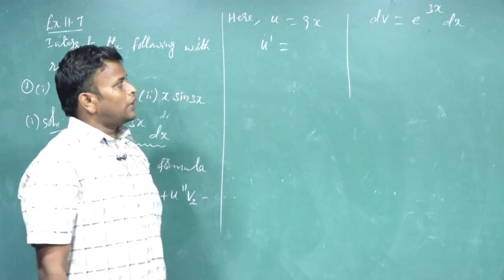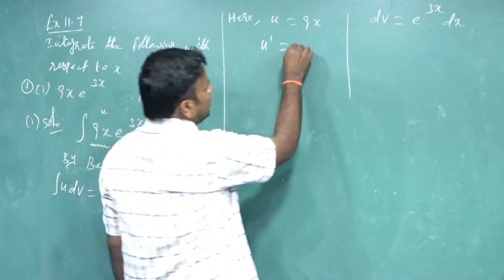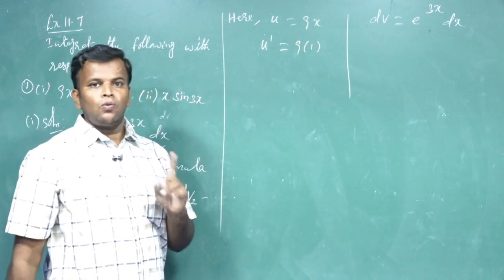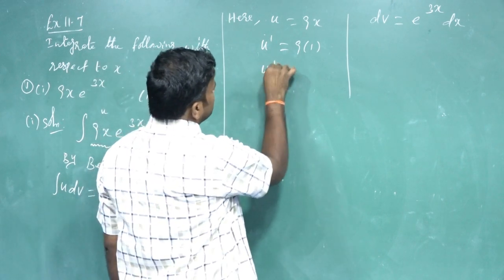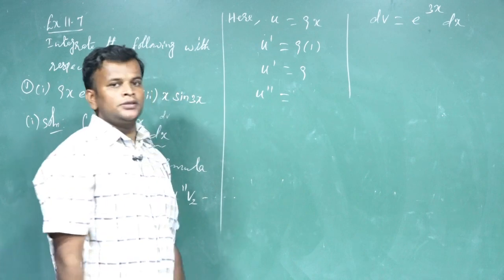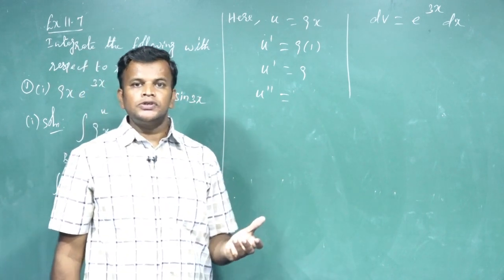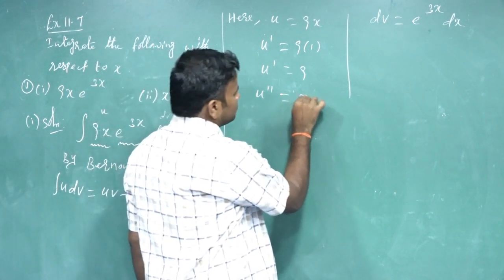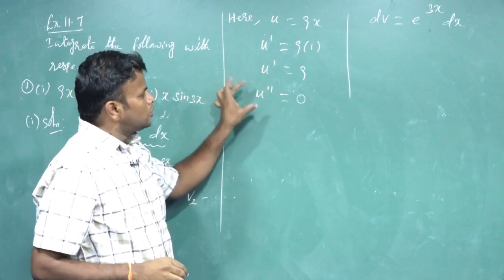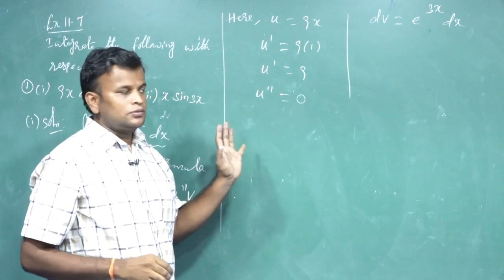What is the differentiating of 9x? In 9x, 9 is a constant. The differentiating of x with respect to x is 1. So u dash is equal to 9. What about u double dash? 9 is a constant whose differentiating value is 0. So in the formula, up to u dash, u double dash, all their values are 0.